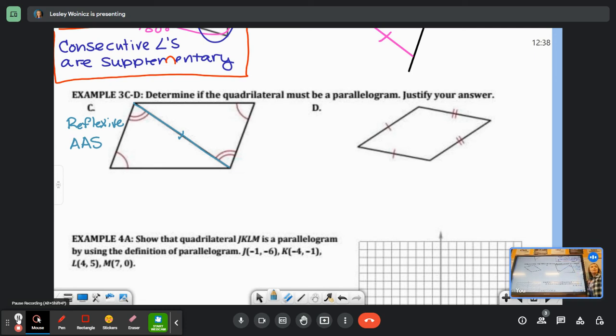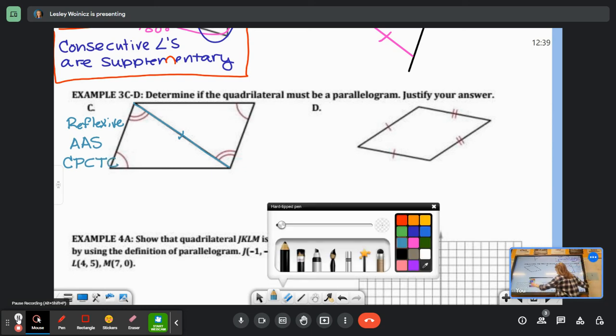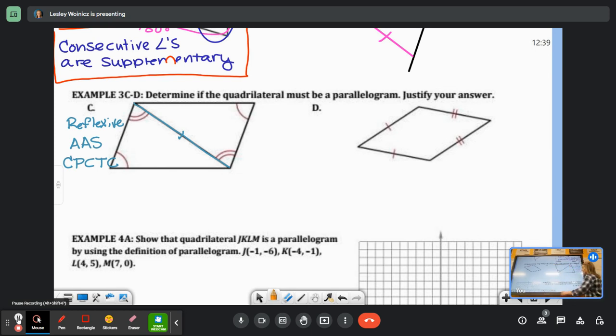So I now have two congruent triangles. What do I know about the corresponding parts of congruent triangles? They are congruent, right? So I know that corresponding parts of congruent triangles are congruent. So now that I've shown that these triangles are congruent, I can say that this side is congruent to that side, and this side is congruent to that side, and voila, I have opposite sides of this parallelogram are congruent.